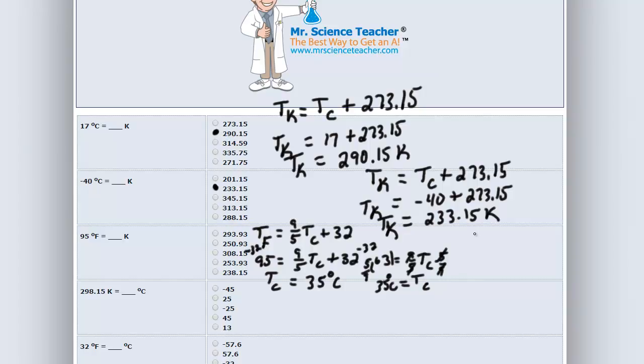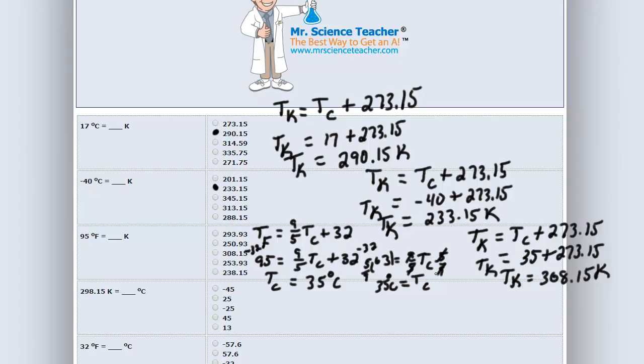So we still have to get the Kelvin temperature, and the Kelvin temperature is equal to the temperature in Celsius plus 273.15. So let's see, we have 35 plus 273.15. So what is the temperature in Kelvin? We have 35 plus 273.15, and we get 308.15 Kelvin. 308.15 Kelvin.